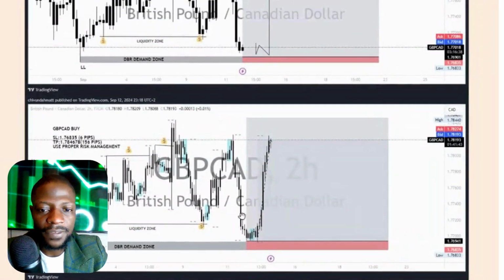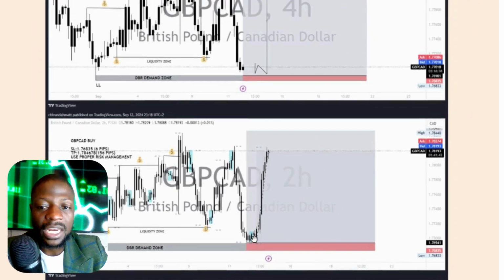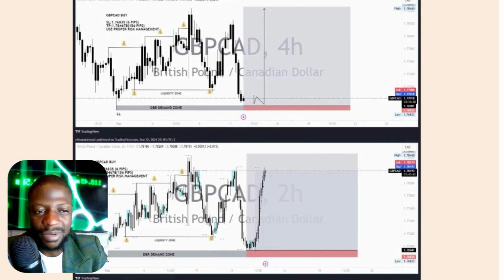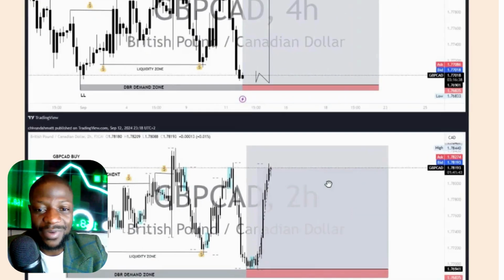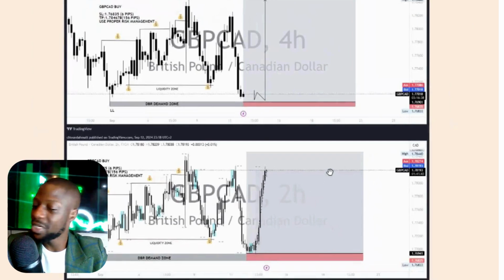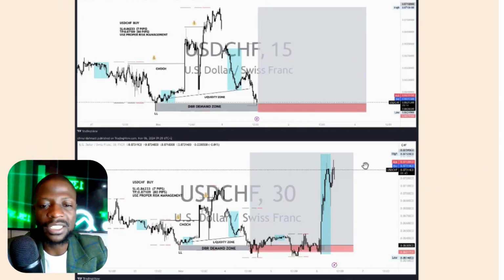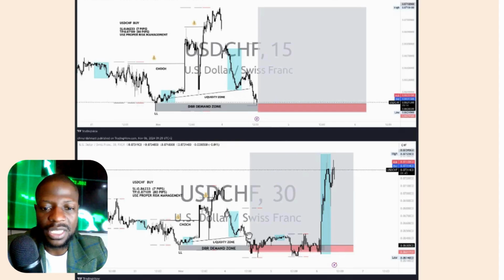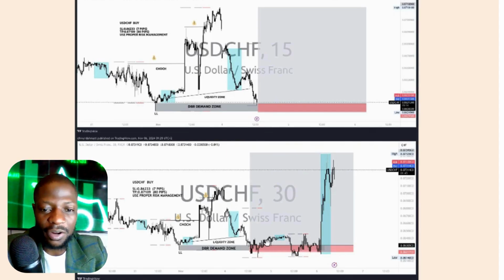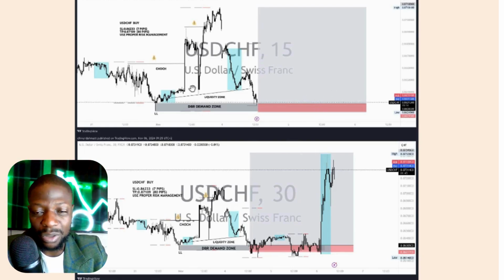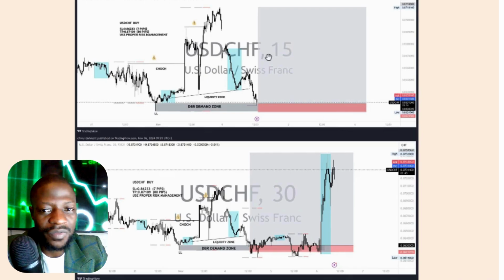The market beautifully just tapped into our area, and this was an aggressive entry. The market just pushed upside without wasting much of your time. Beautiful. This trade alone was over 1 to 10 risk reward ratio. Just one trade alone. Look at USD CHF right here. Of course, there were a little bit of fake outs right here, but the market ended up going all the way to take profit. And this trade alone was over 1 to 15 risk reward ratio.